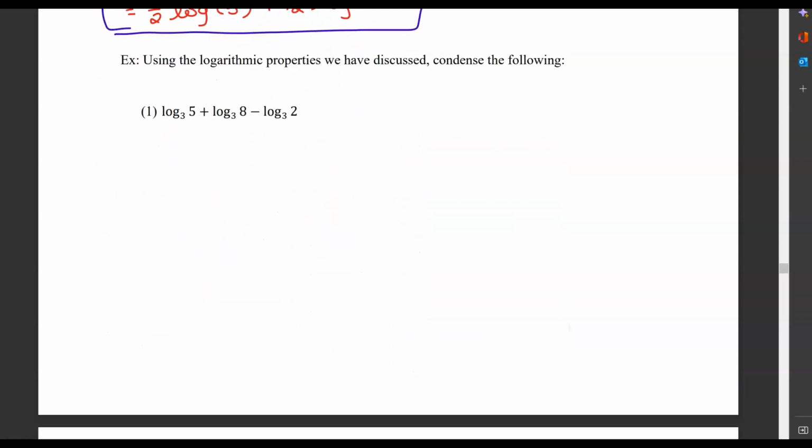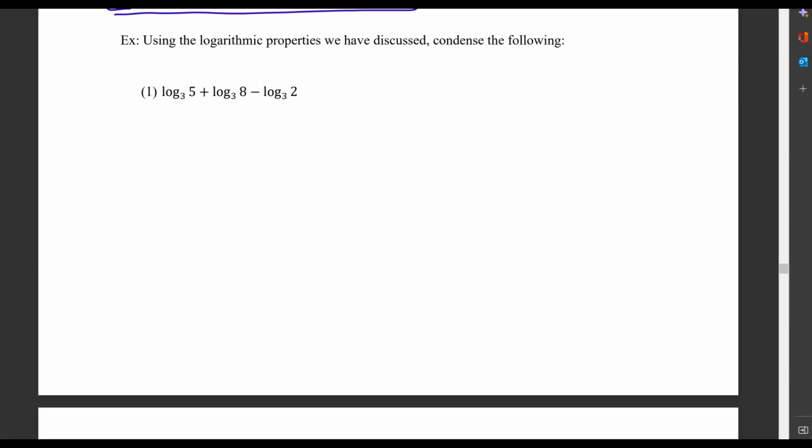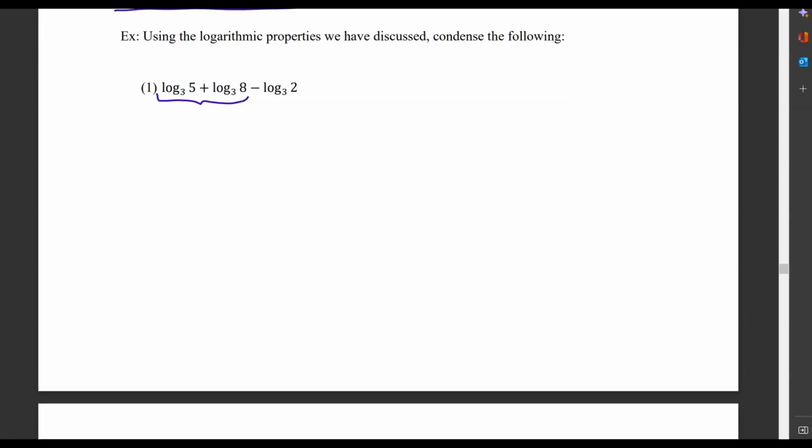All right, we're going to take a moment now to look at this going backwards, and we're going to condense the following. So now we're trying to make it as small as possible. So let's start here. Notice that I'm adding two values here, and since I'm adding, this means that it's going to turn into multiplication. So this is going to be log base 3 of 5 times 8 minus log base 3 evaluated at 2. So now because I'm subtracting, this is going to be a quotient.